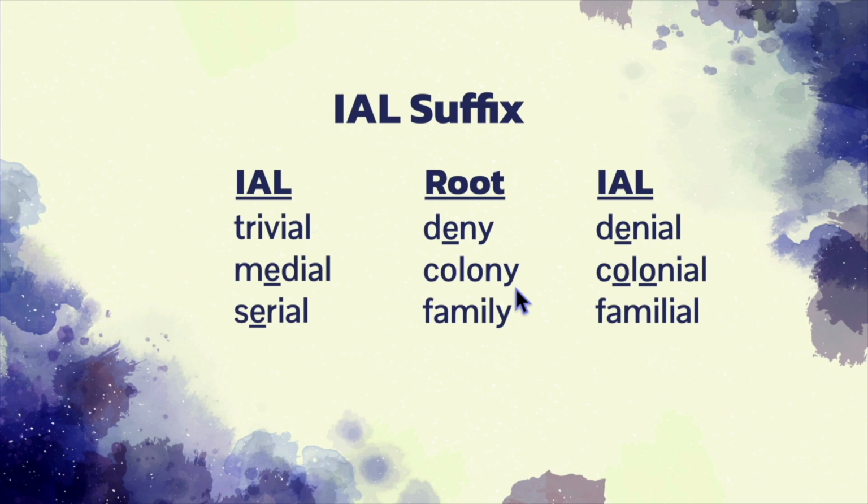In this case, the I will keep the sound that the root had, which is a long E. So we have colony, colonial, family, familial. In other words, most of the time the suffix IAL sounds like eel, but it could sound like isle with a clear long I sound if the root ended in a long I sound.